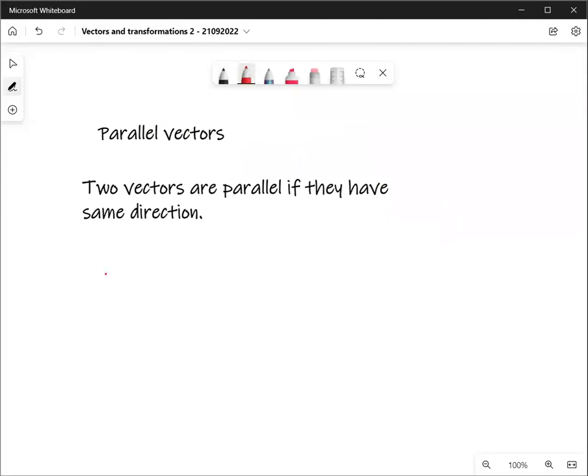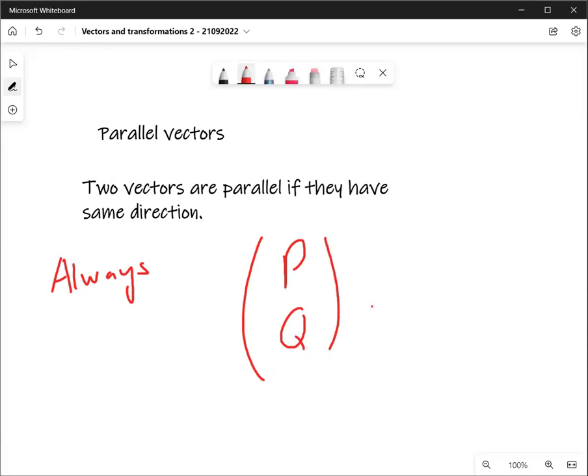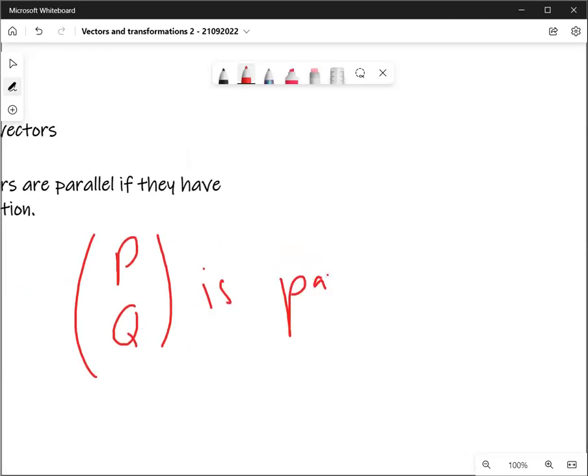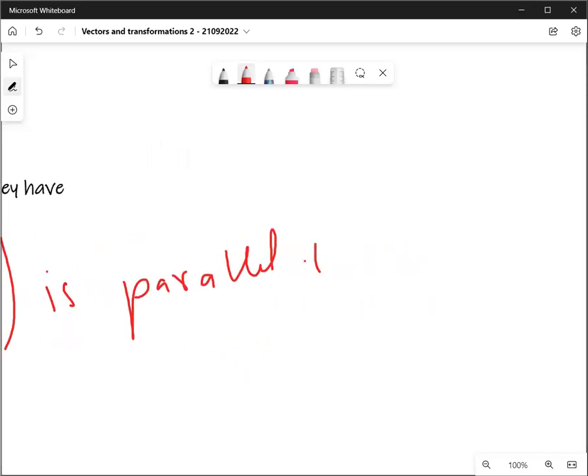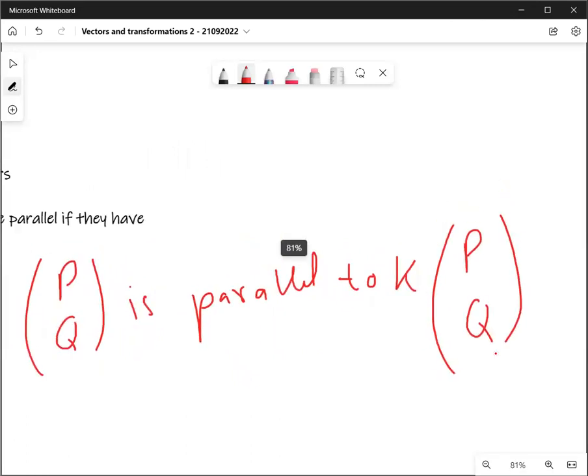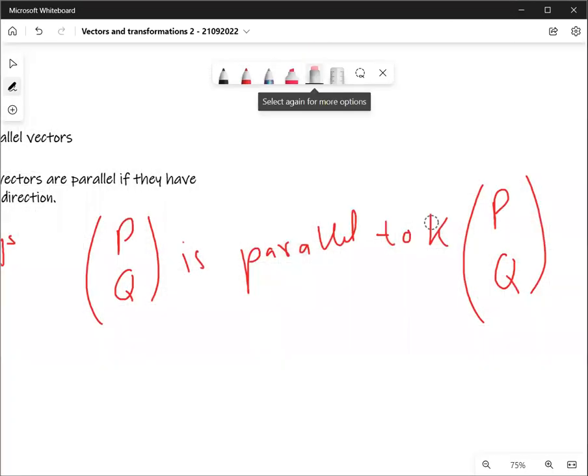The thing is, in general, we have that, let's say if K, look, always PQ is parallel to KPQ. Is there any symbol for parallel? Symbol for parallel. Now there is a symbol which is this.